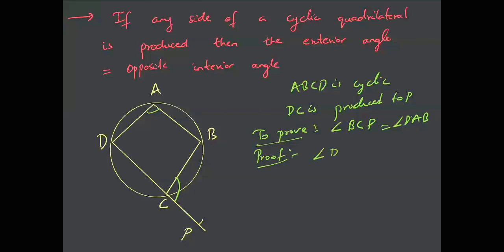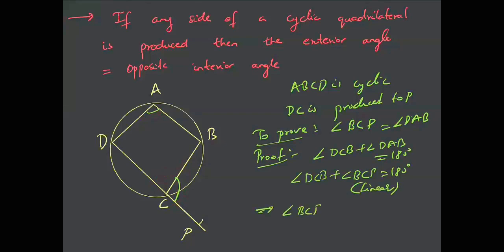So angle DCB plus angle DAB is 180. We know this because ABCD is a cyclic quadrilateral, right? That is this angle plus this angle is 180. Also this angle plus this angle is 180. Angle DCB plus angle BCP is 180 because this is a linear pair. So this implies that angle BCP is equal to angle DAB.